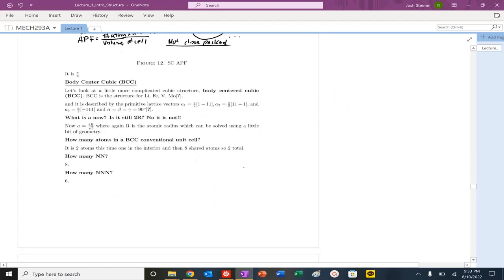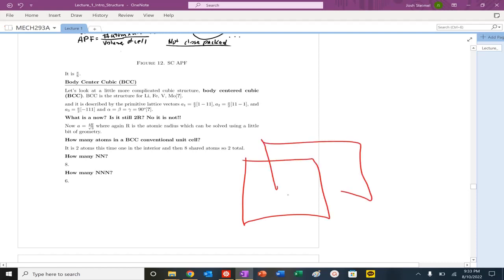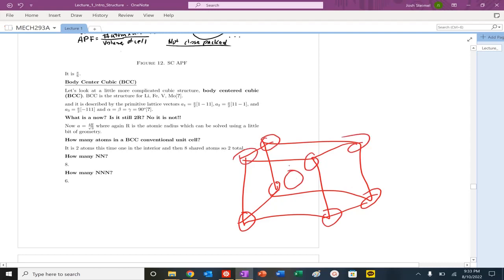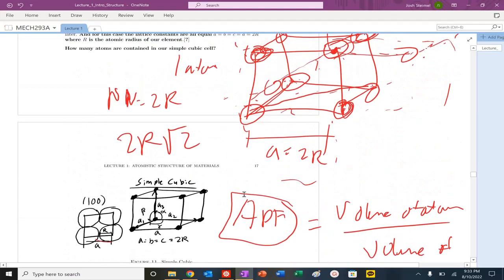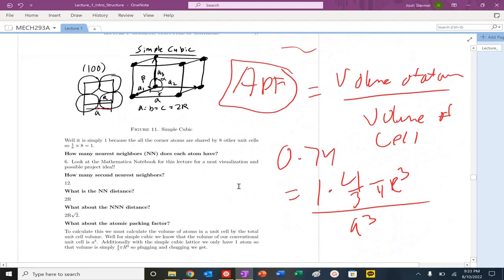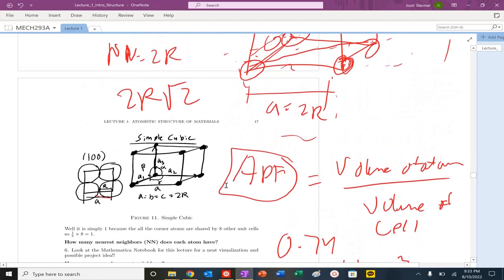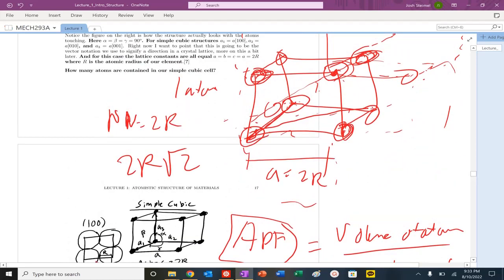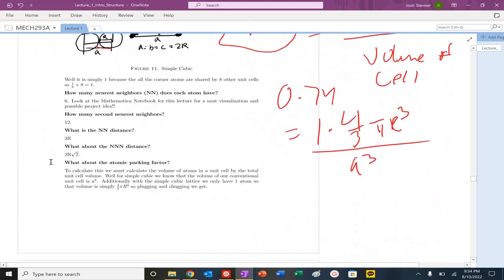Body-centered cubic. So BCC looks like this. Same as simple cubic, except now we have an additional atom at the center here. If you look at a BCC structure, you'll see that the nearest neighbor distance is actually this distance right here. And actually, taking one step back, when we look at our close packed directions in this structure, you can see that it's this direction here, this direction here, this direction here. So our 1, 0, 0 direction is our close packed direction here.